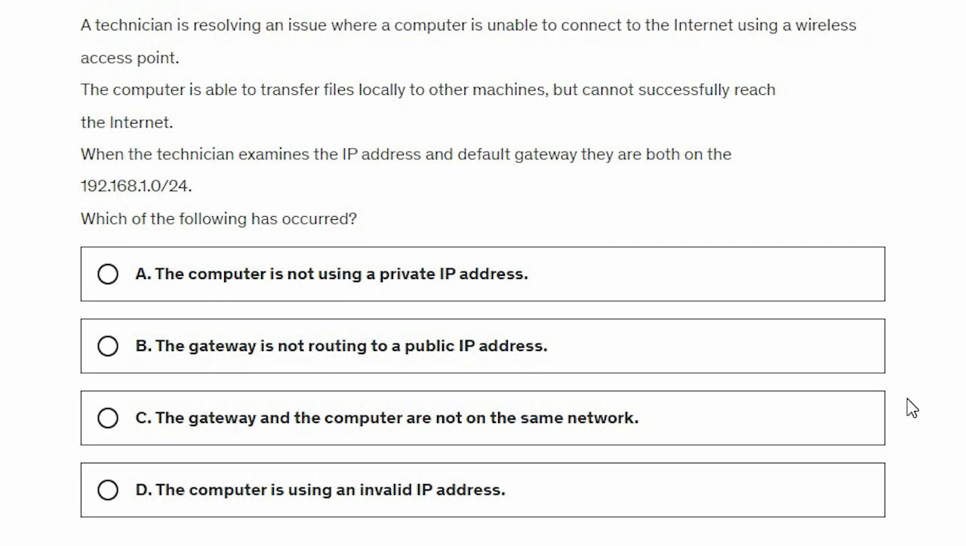A. The computer is not using a private IP address. B. The gateway is not routing to a public IP address. C. The gateway and the computer are not on the same network. D. The computer is using an invalid IP address. Pause the video and answer the question. The correct answer is B. The gateway is not routing to a public IP address.